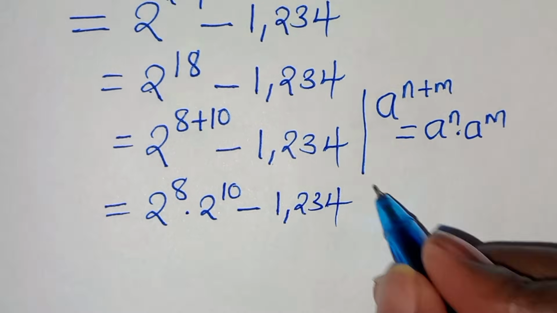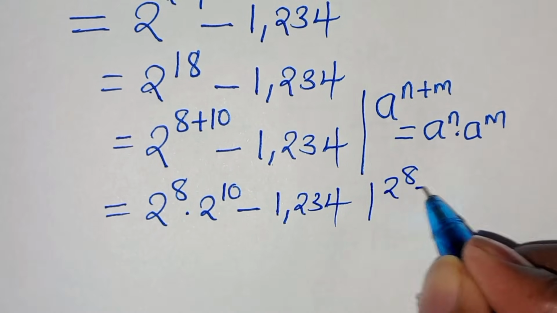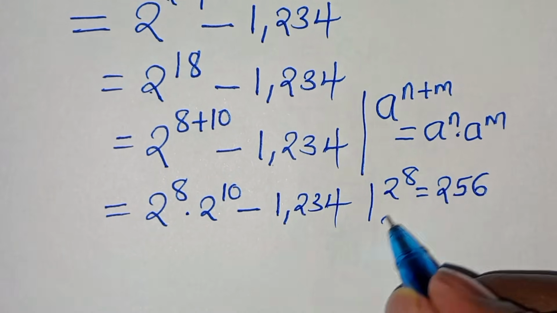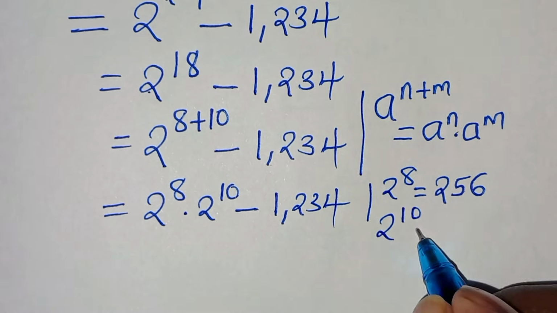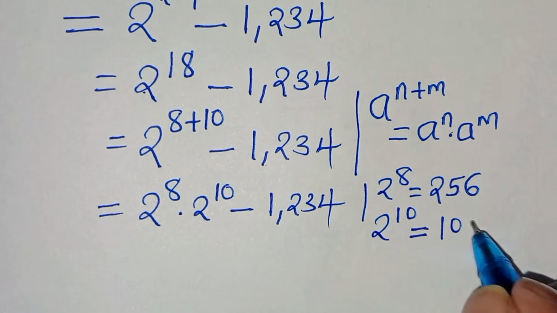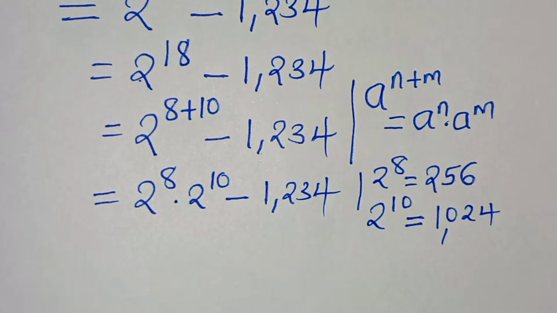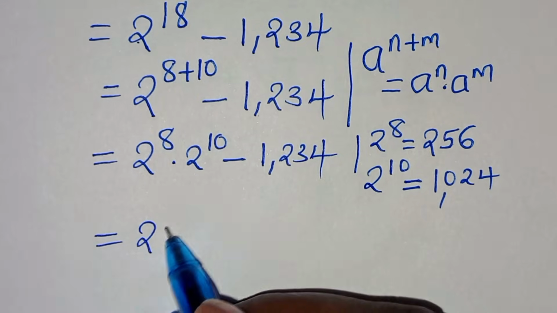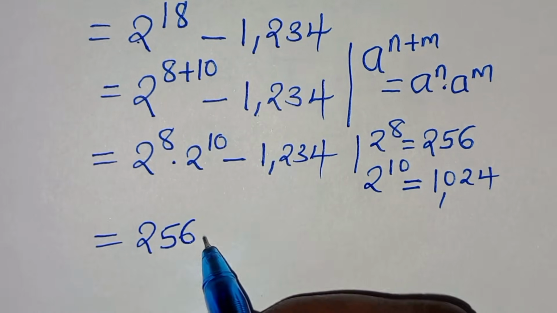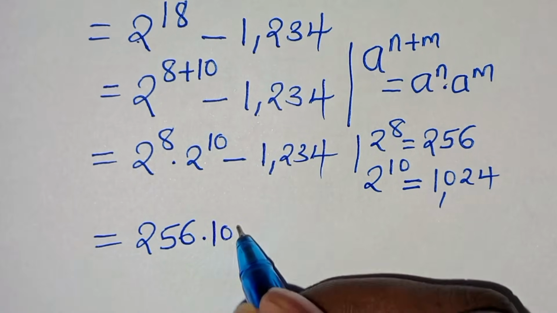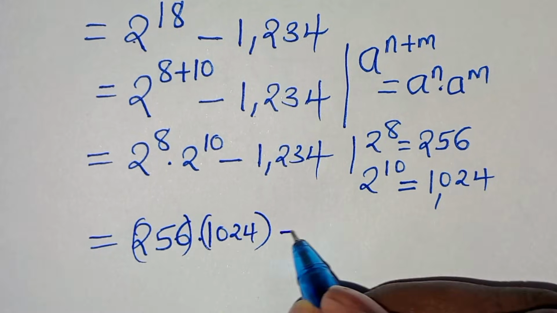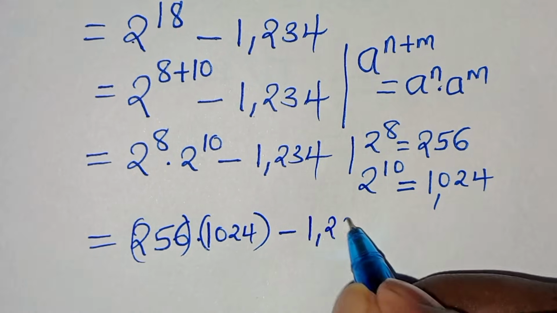Now, we have that 2 to the power of 8 is the same thing as 256, and 2 to the power of 10 is the same thing as 1024. So here we have 256 multiplied by 1024, then subtract 1234.